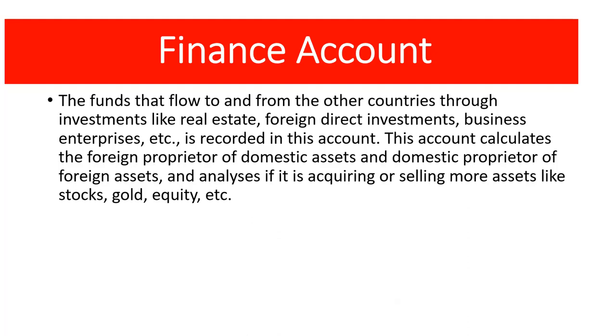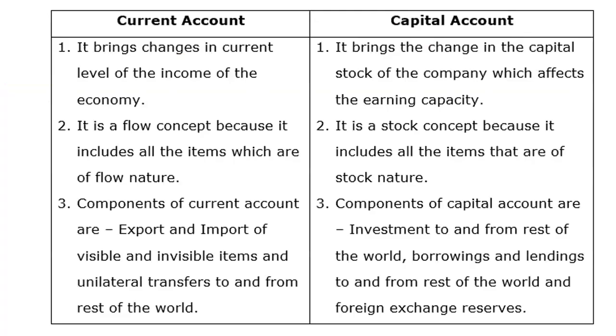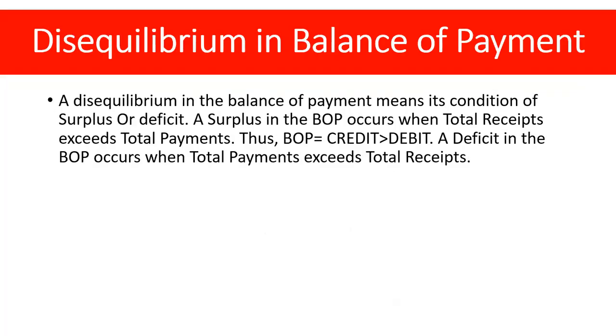These accounts are calculated in terms of the foreign proprietor of domestic assets and the domestic proprietor of foreign assets. This account deals to some extent at a personal level: the domestic asset of a foreign investor will be recorded in his books, and if a domestic proprietor has assets in a foreign country, he will record them in his books. It analyzes whether one is acquiring or selling assets like stock, gold, or equity, etc. So the finance account is very rarely used. Mostly the most important are these two, current account and capital account.